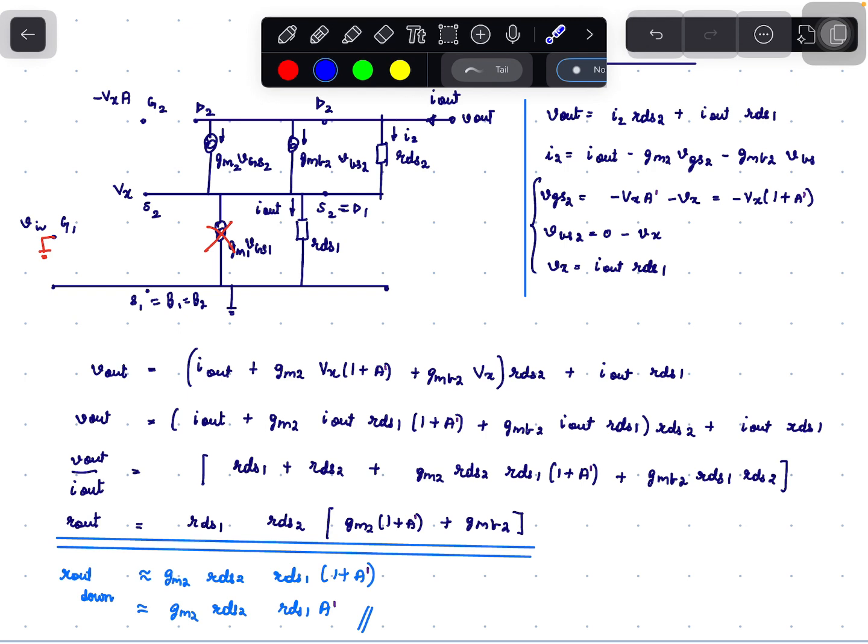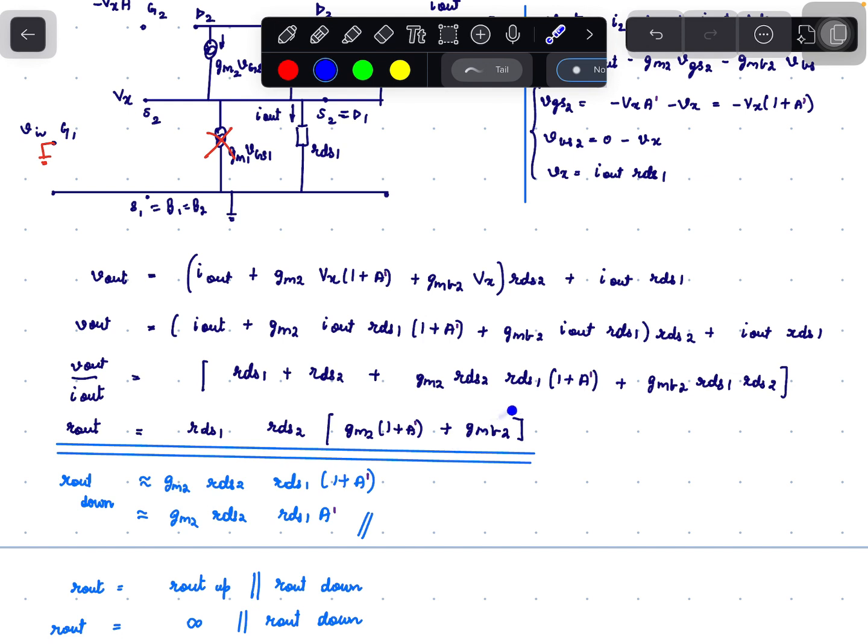In this equation we know that RDS1 is a small value compared to the other terms, and RDS2 is also small compared to them. So we can neglect RDS1 and RDS2 and write R out equals RDS1 RDS2 taken common, times GM2 times 1 plus A dash plus GMB2. Here we can neglect GMB2 as a smaller value compared to this. So R out equals RDS1 RDS2 GM2 times 1 plus A dash.